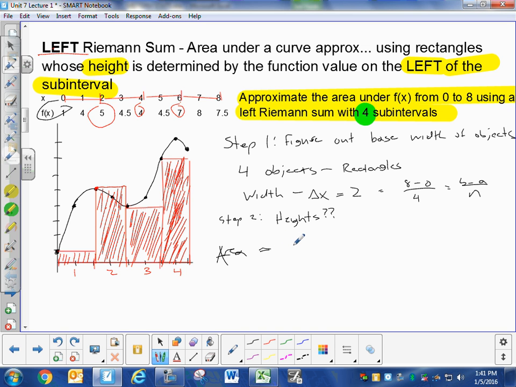Area is going to be approximately my base of 2 times my height of 1 plus my base of 2 times my height of 5. This isn't going to work. The thing is, it has to work.